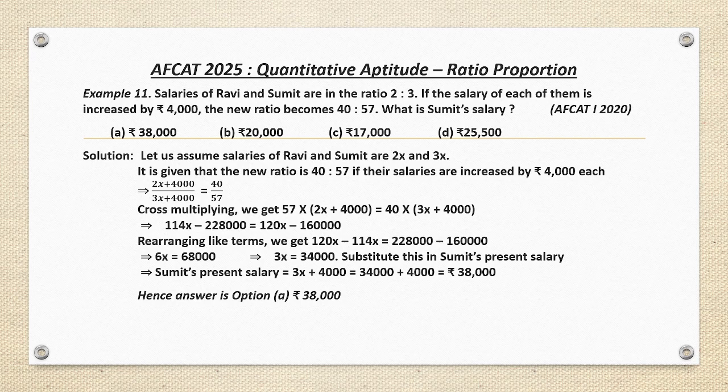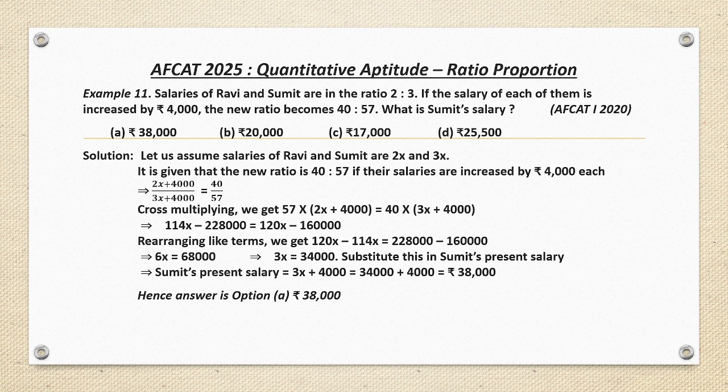Now 3x is 34,000. Let us substitute this in the equation. 3x plus 4,000 equal to Sumit's present salary. So 3x we already got as 34,000. So substitute that in place of 3x. So 34,000 plus 4,000 is 38,000.